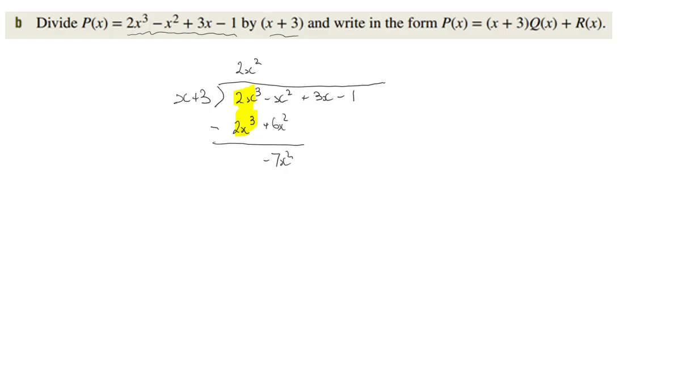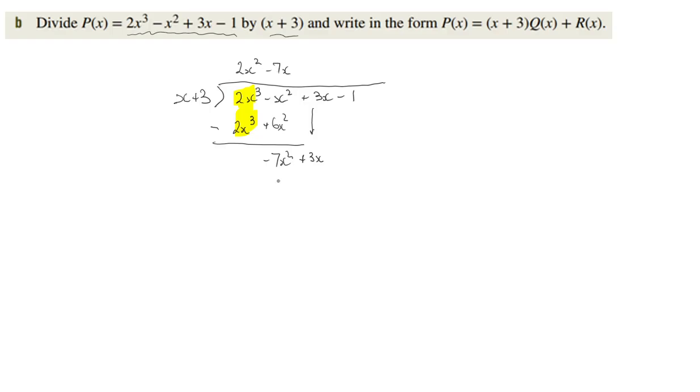Now we're going to repeat that. That's what an algorithm is. There's a series of steps that you just keep repeating. So I've got minus 7x squared here, and now I take it and divide by x, and I get that minus 7x. The other thing I'm going to do now is bring that plus 3x down. Let's recruit him. This is where we left the question in class. So negative 7x goes in here now.